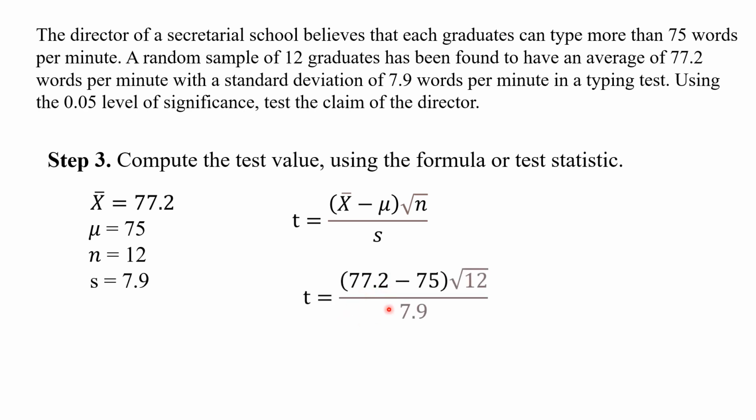So, T is equal to 77.2 minus 75 times the square root of 12 all over 7.9. Kapag kinumpute niyan using your calculator, ang makukuha natin answer is 0.96. Therefore, yung ating test value is nasa positive 0.96. So, alamin ngayon natin kung saan mag-fall itong test value na to.